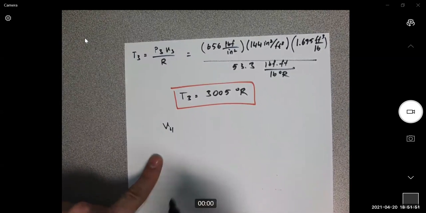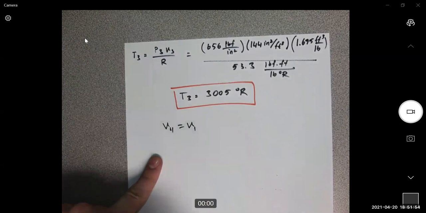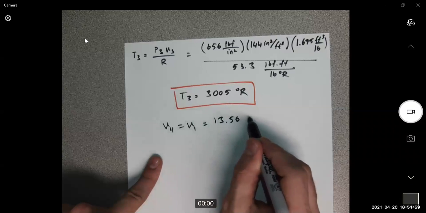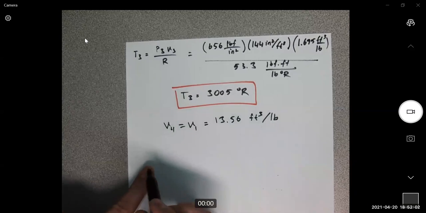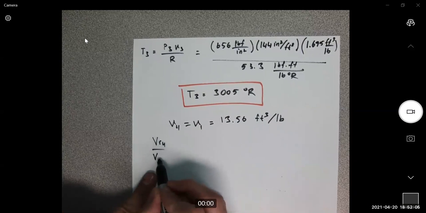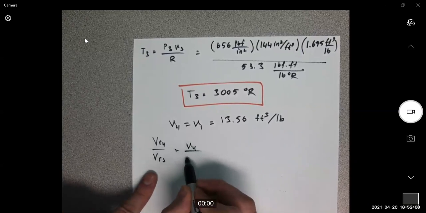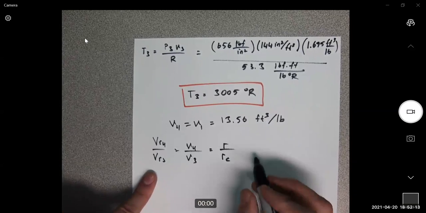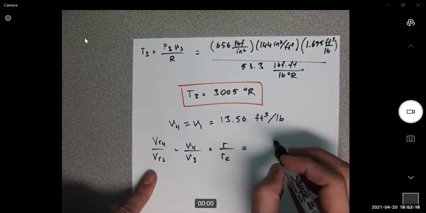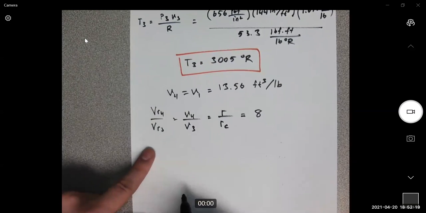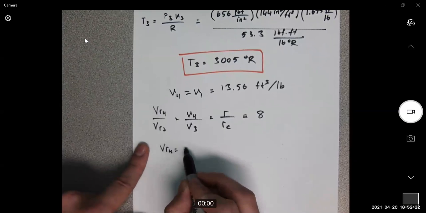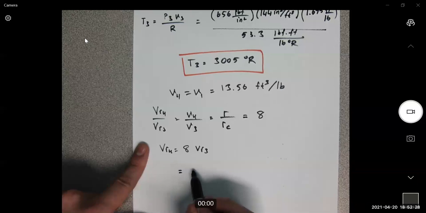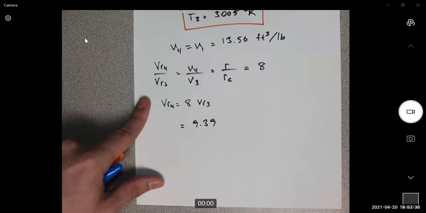Cooling process from state 4 to state 1 is isochoric. It means specific volume of state 4 equals specific volume of state 1, which is 13.56 cubic feet per pound. And v4 over v3, specific volume of state 4 over specific volume of state 3, equals 8. So v4 equals 8 times v3. I know my v3, and v4 will be 13.56.